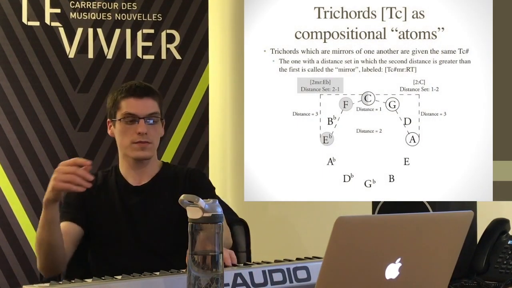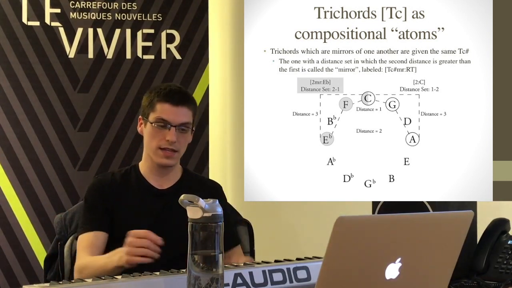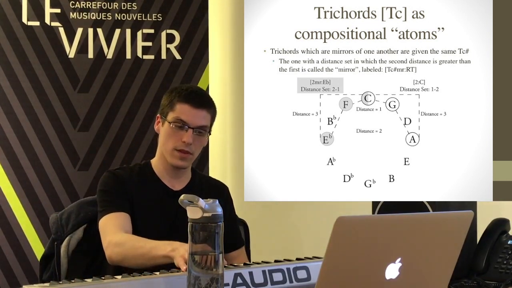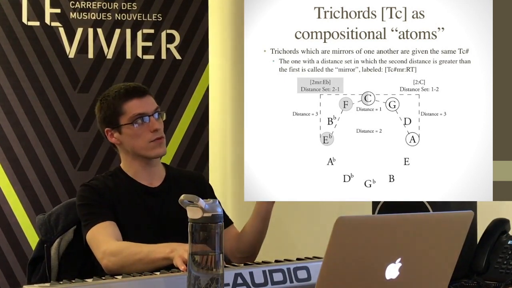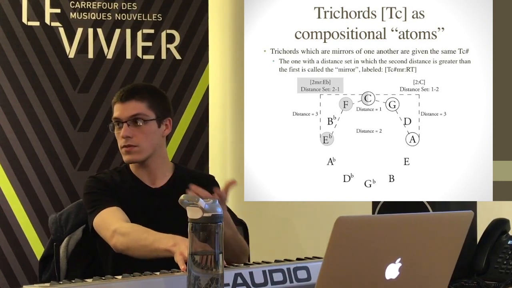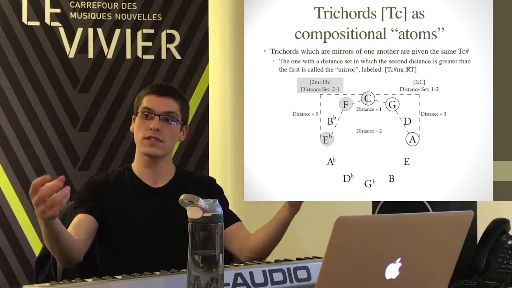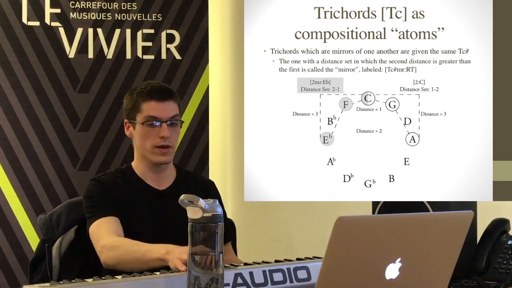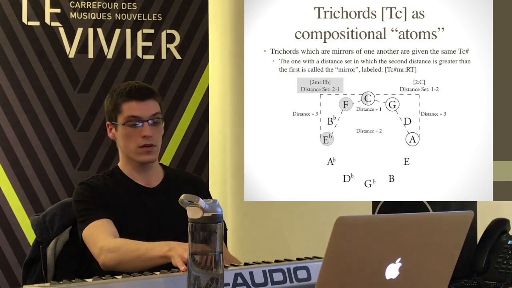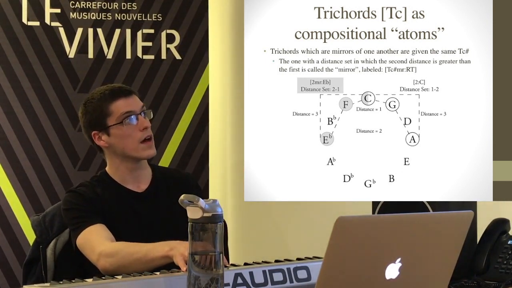But talking about the mirrors, one thing that's interesting about grouping mirrors together, I mean, set class theory does this, is that if you have two chords that are mirrors of one another, they share a lot of similar sounds, because for those of you who know set class theory, they've got the same interval vector. So they've got the same intervals in them, they're just ordered in a different way. So for example, here you can see the way it's mirrored here.